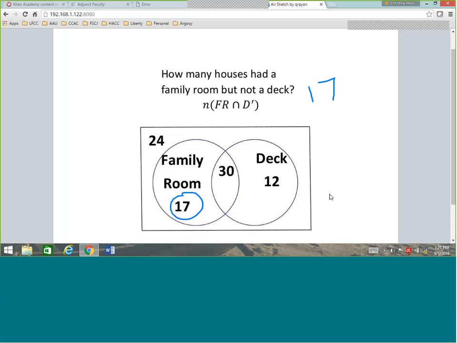Okay, now let's take a look at this notation. This little n in the front of the parentheses means number of, really. Number of houses is what they want to know. And the cardinality is what they're asking about here. So this is asking about cardinality, which means the number of houses in that region. Now let's take a look. I used FR for family room and D for deck. So it wants to know the number of houses in the family room, and this D has a little apostrophe on it. That's basically saying what's not in the deck circle.